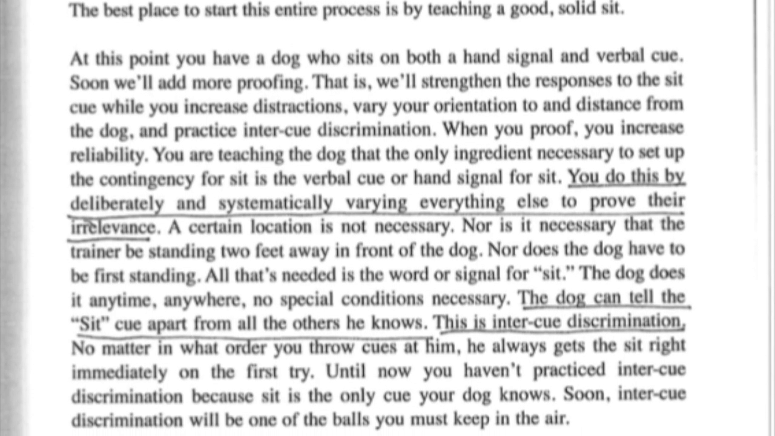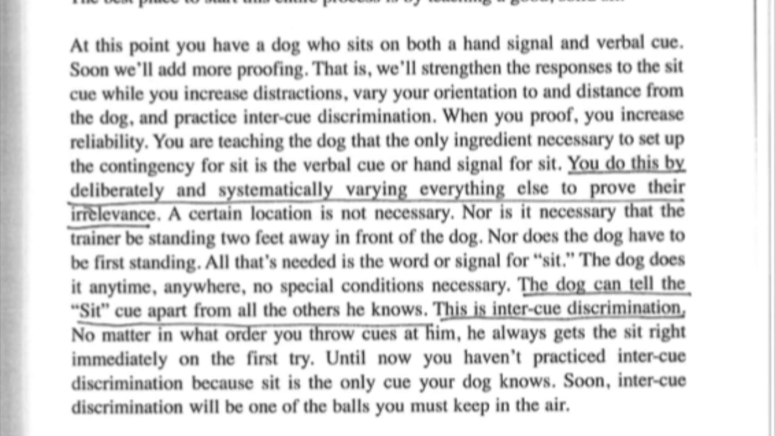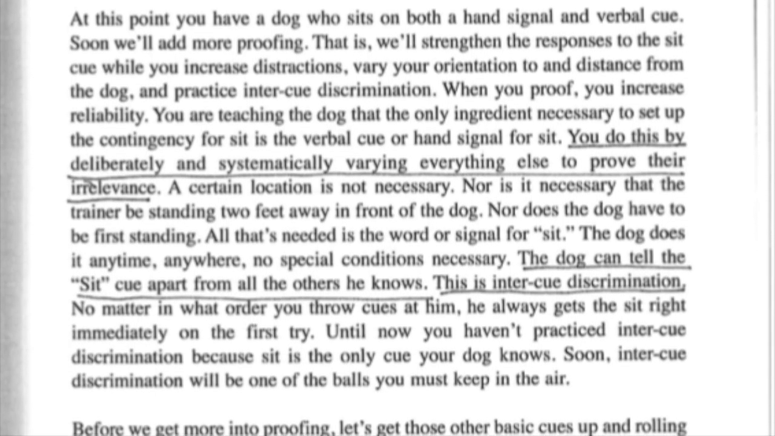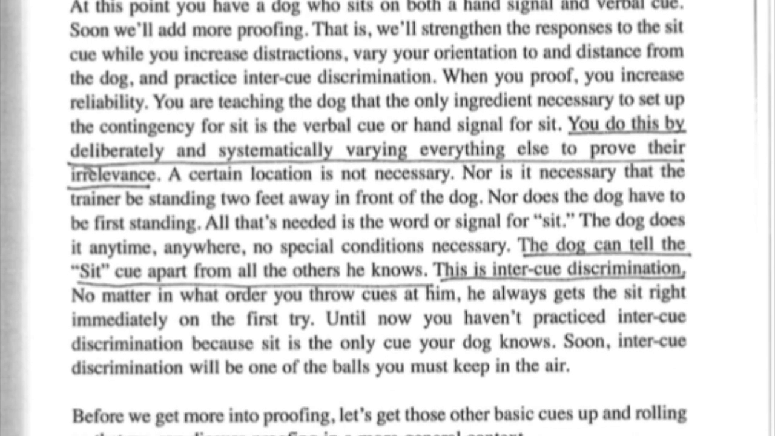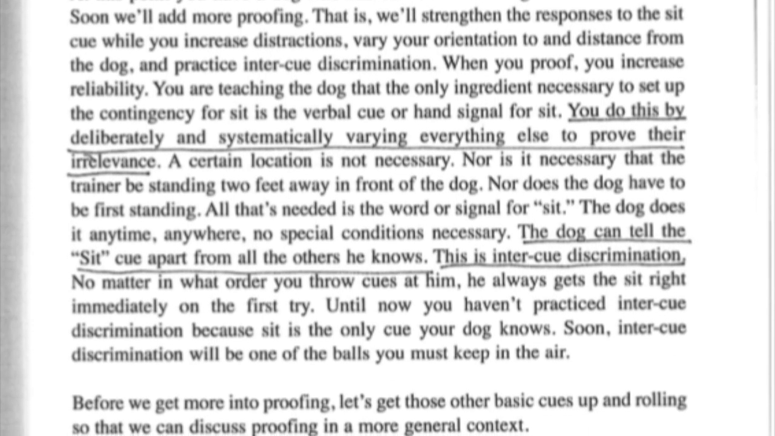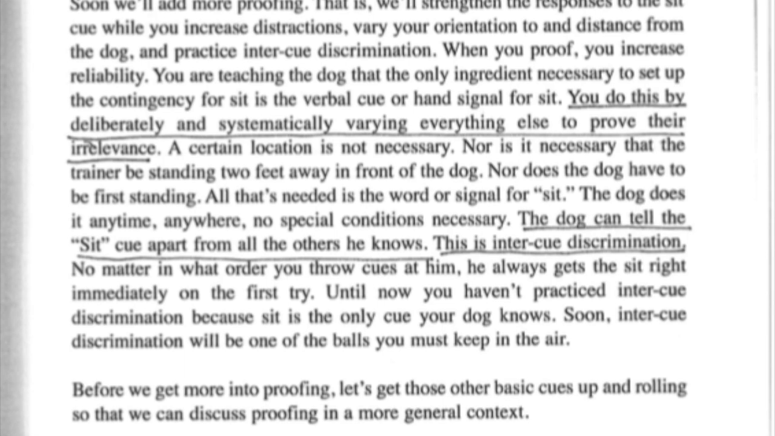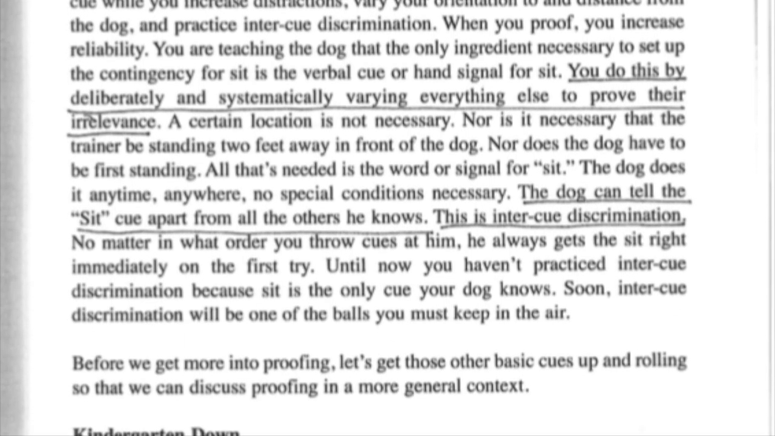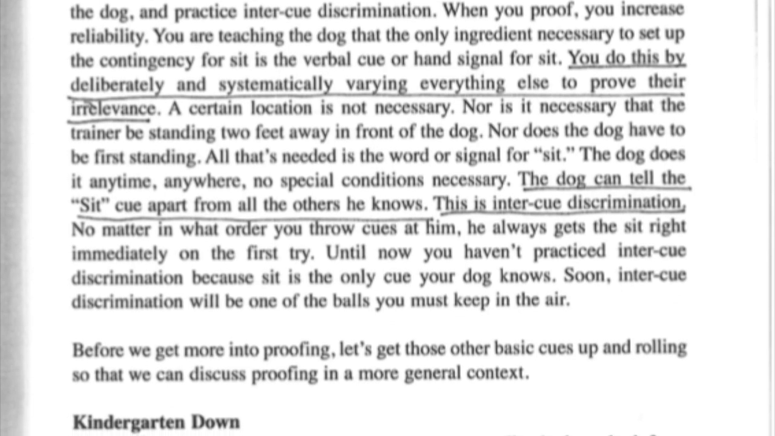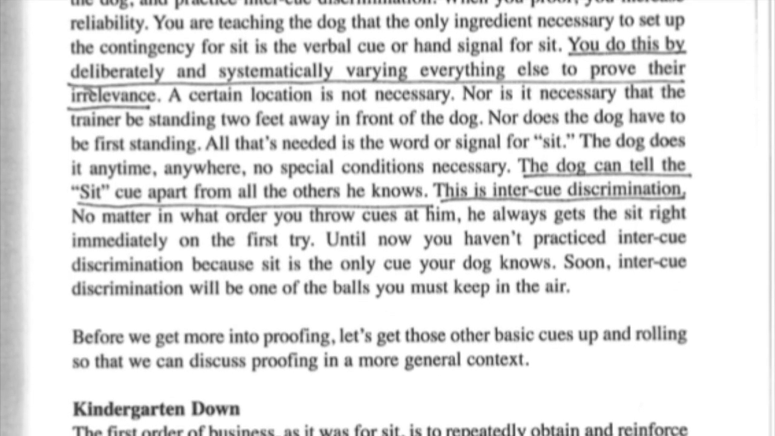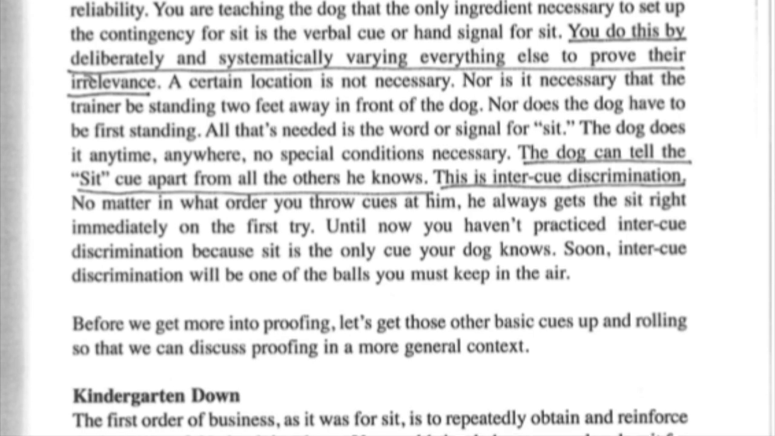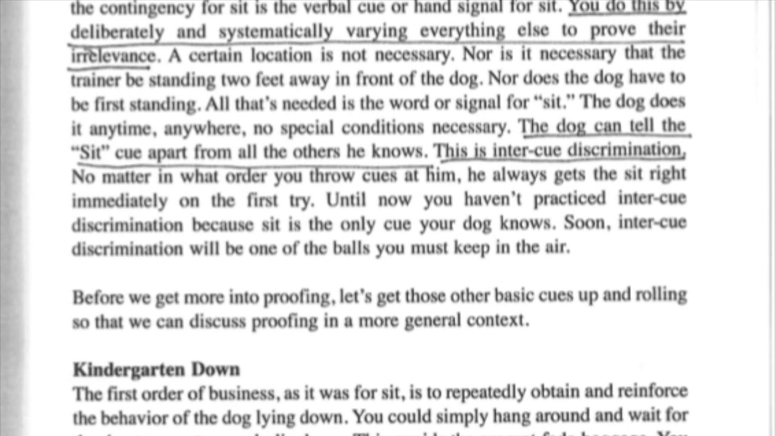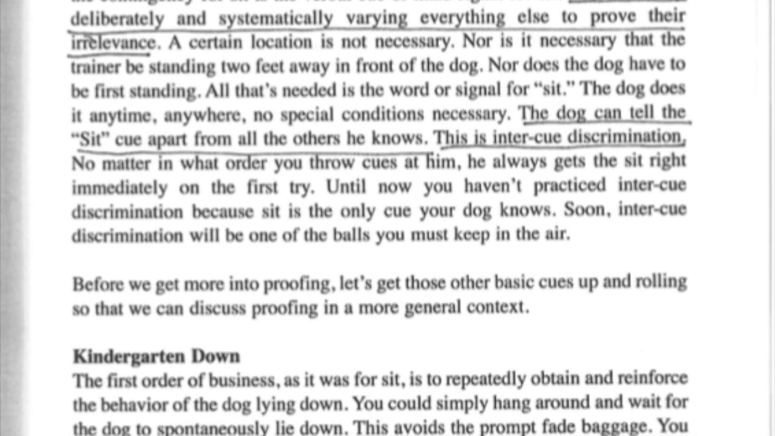A certain location is not necessary, nor is it necessary that the trainer be standing 2 feet away in front of the dog, nor does the dog have to be first standing. All that's needed is for the word or signal for sit. The dog does it anytime, anywhere, no special conditions necessary. The dog can tell the sit cue apart from all the other cues he knows. This is inter-cue discrimination. No matter in what order you throw cues at him, he always gets the sit right immediately on the first try.